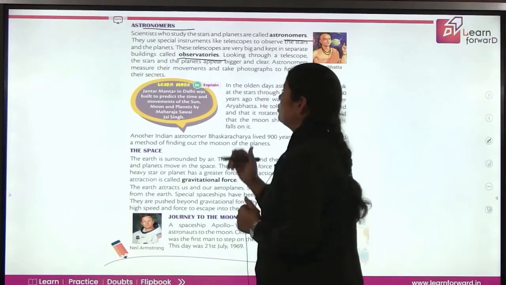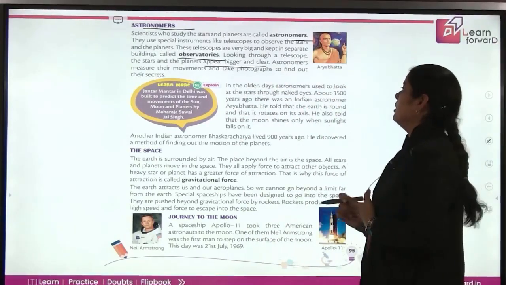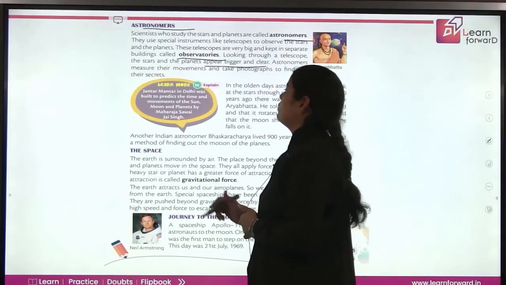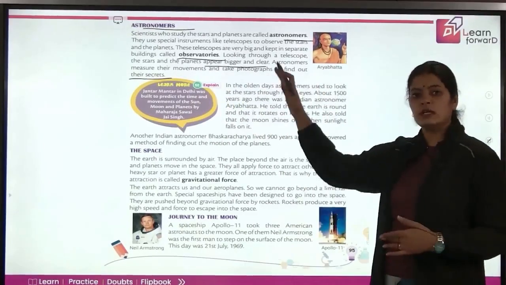Looking through a telescope, the stars and the planets appear bigger, closer and very clear. Astronomers measure their movements and take photographs to find out their secrets. So now this is an outer world. Nobody has reached there till that time.